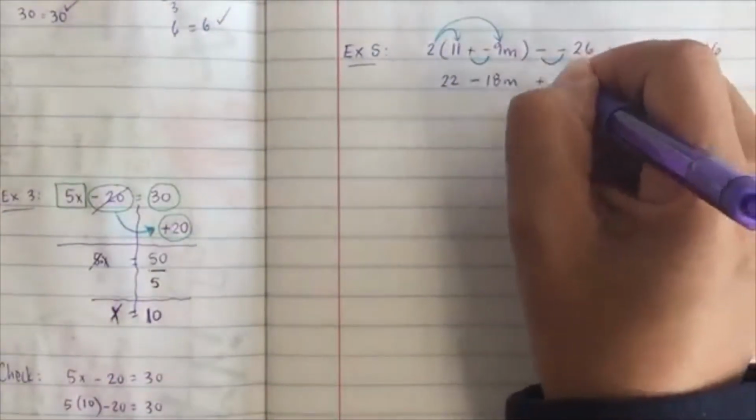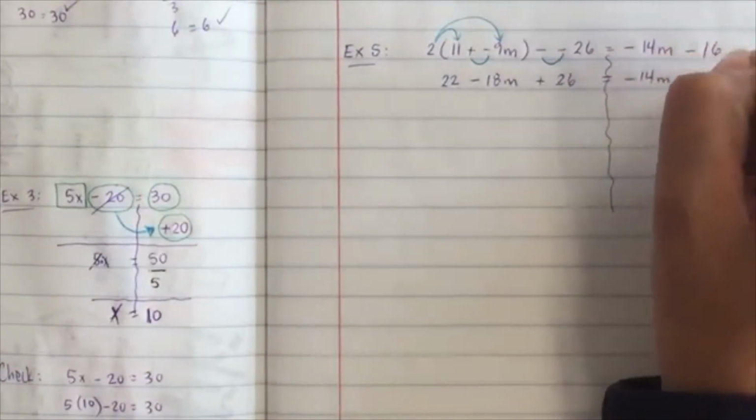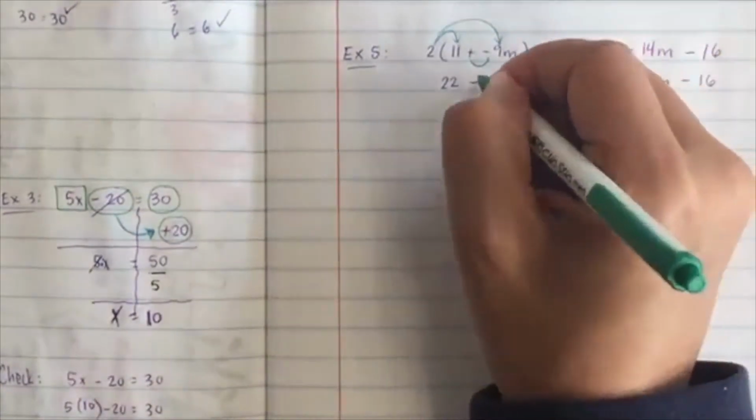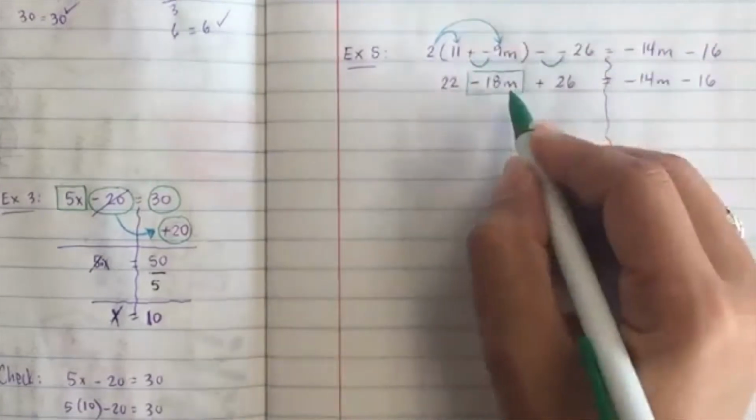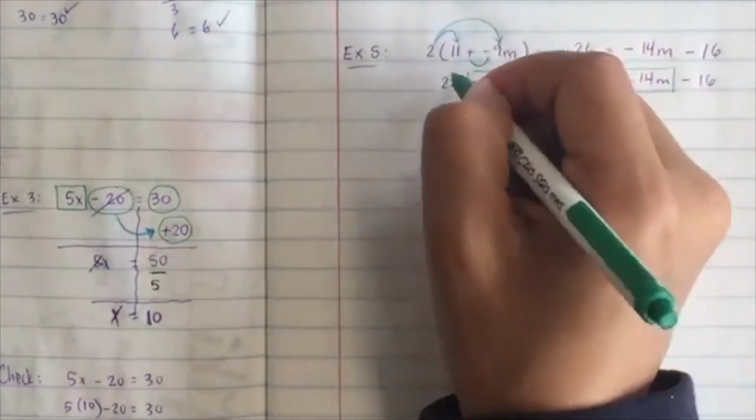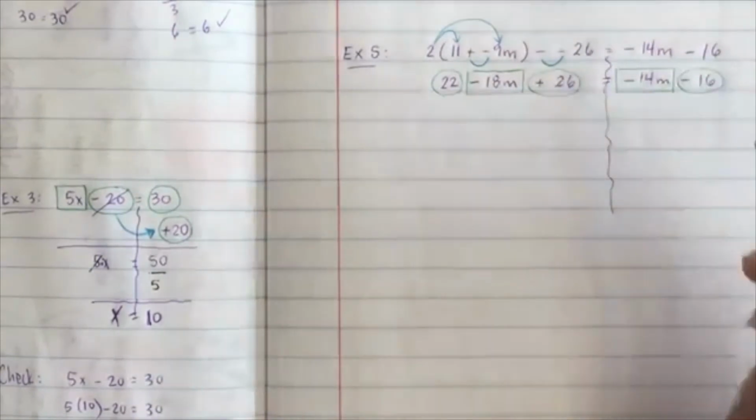Draw a smiley face again. Good or bad? Good. So that's going to be positive 26. And the other side stays the same. All right. Boxes and circles. Do not forget the variable. Boxes and circles. Do not forget the symbol. All right. Whatever is easiest to move.